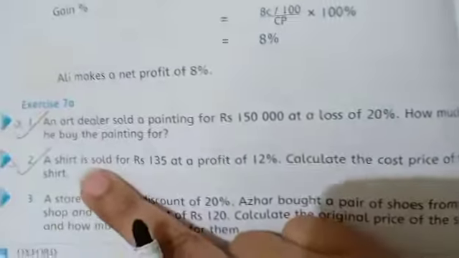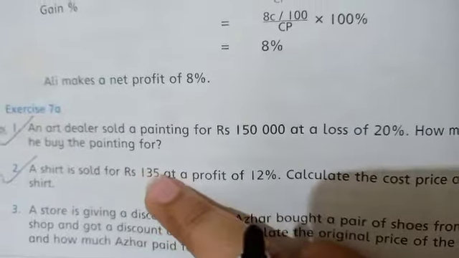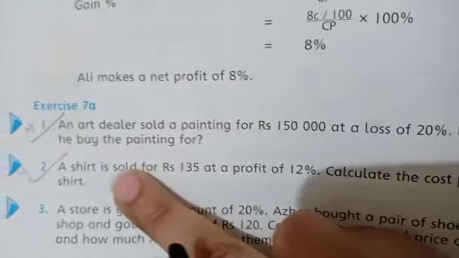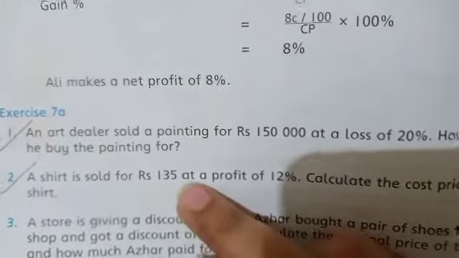Okay girls, now I am doing question number 2. Please let's look at question number 2. A shirt is sold for rupees 135 at a profit of 12%. Again the selling price is given to you. From "sold" I come to know selling price is given to you.